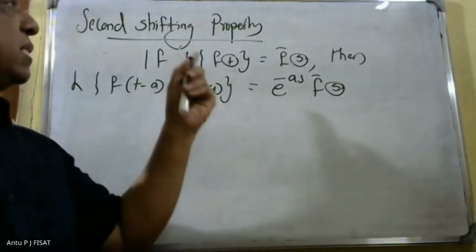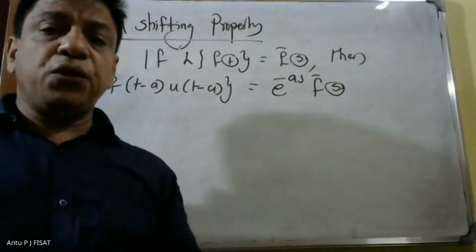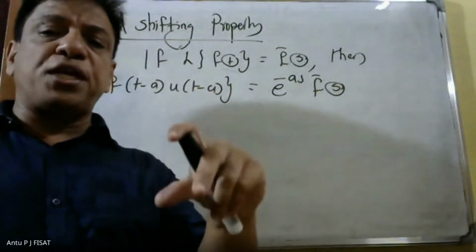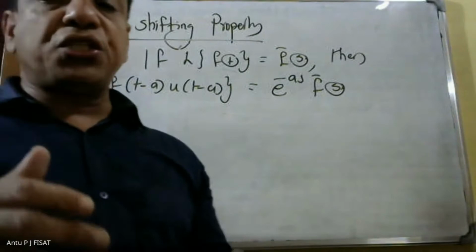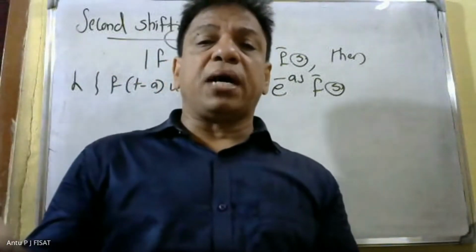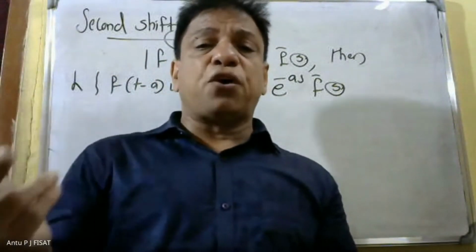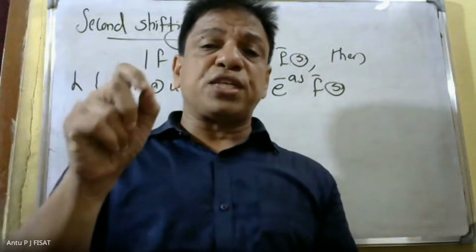Here we discuss the second shifting property. We know the first shifting property: if L of f of t is equal to f bar s, then L of e raised to at f of t is equal to f bar s minus a, and L of e raised to minus at f of t is equal to f bar s plus a. That is known as the first shifting property.